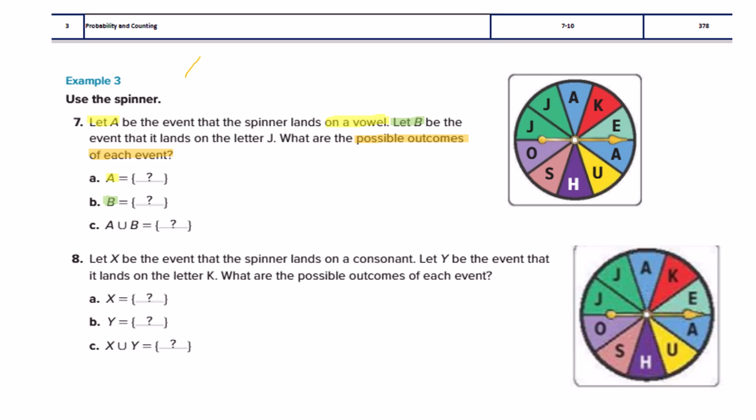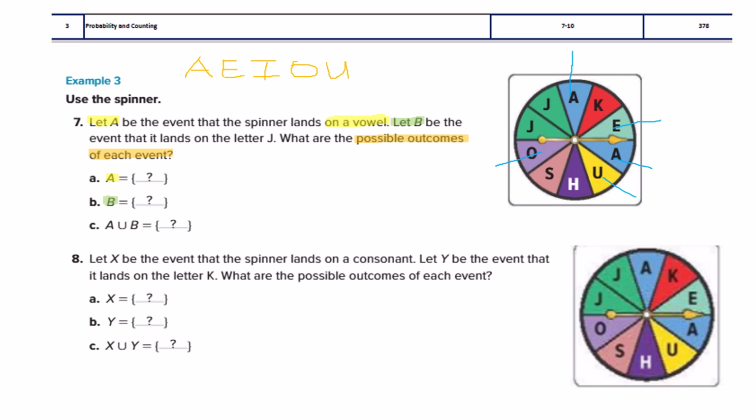It's A, E, I, O, and U. These are the letters of the vowel. So let's go to our spinner once again and let us locate all the vowels. A, E, A, U, and O. Now you would notice that there are two A's here.